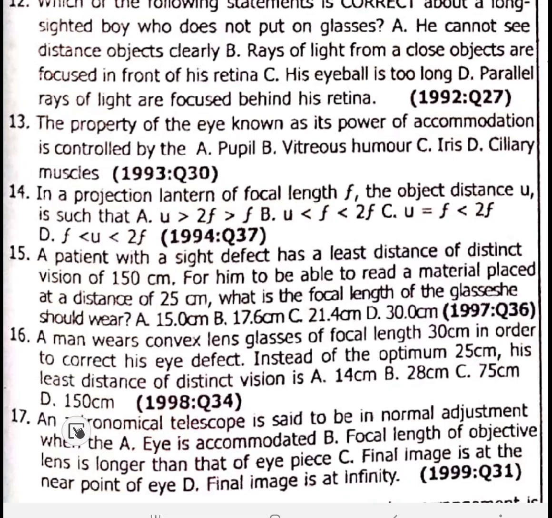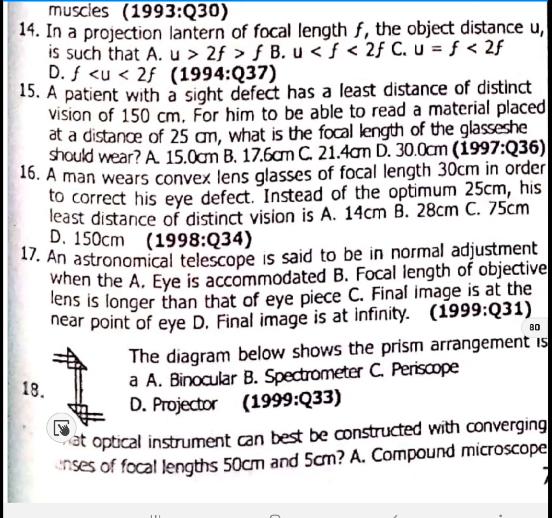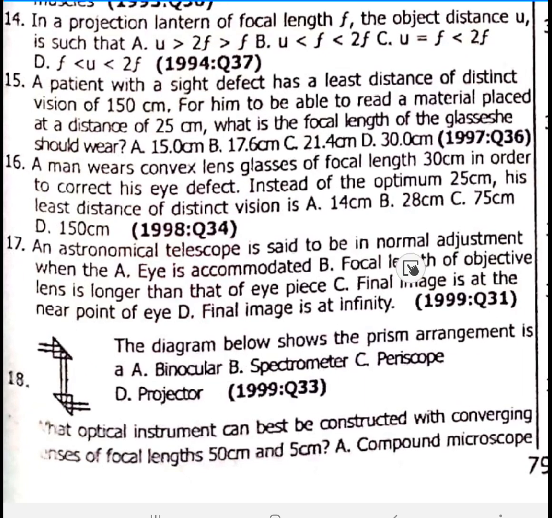Those have to do with a bit of calculation. 17. An astronomical telescope is said to be in normal adjustment when the final image is at infinity, option D. This one, a periscope. The diagram below shows the prism arrangement of a periscope. 18. We've touched that one before. A periscope is made with plane mirrors and produces multiple images from multiple reflections.